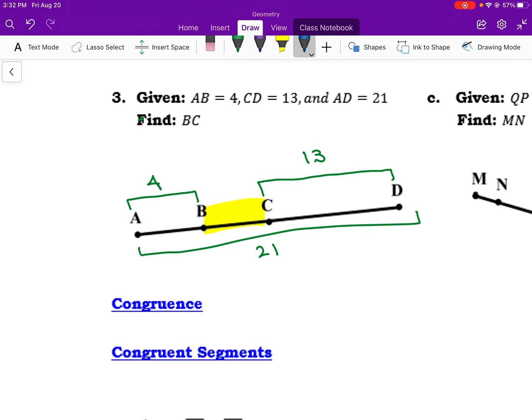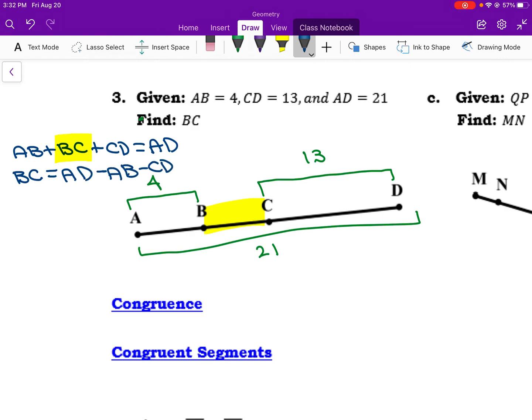So we need to add up all of our pieces and say here that AB plus BC plus CD equals AD. So notice that the line segment postulate extends to cases other than just adding two different ones. If we know that we're solving for BC, then we need to go ahead and subtract both of the other line segments, AB and CD, to the right, so to get BC isolated. So if I go ahead and do this here, I'm going to have BC equals AD minus AB minus CD. So I've just subtracted them to the other side so that I have isolated my unknown.